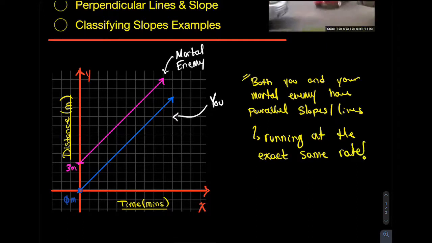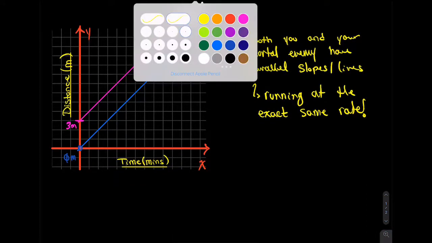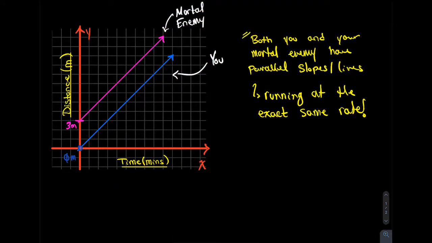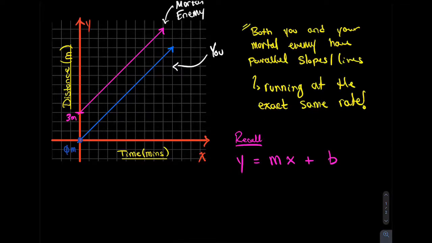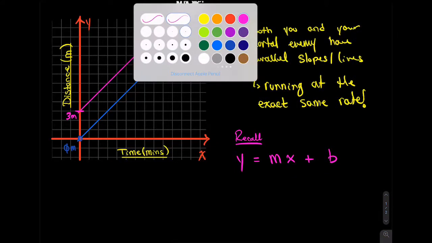And so what does that tell us about these lines? Let's go back and recall y equals mx plus b, our slope-intercept form. Let's see if we can make some very basic quantitative analysis of what this is actually meaning right here.